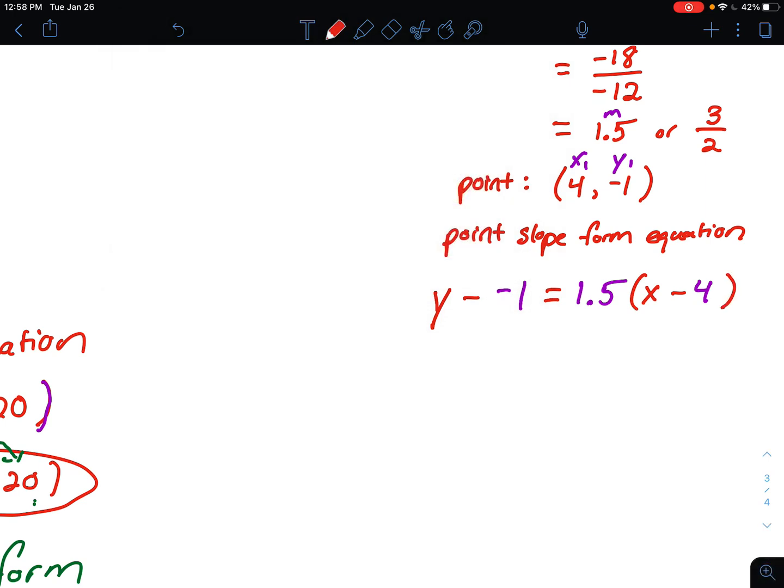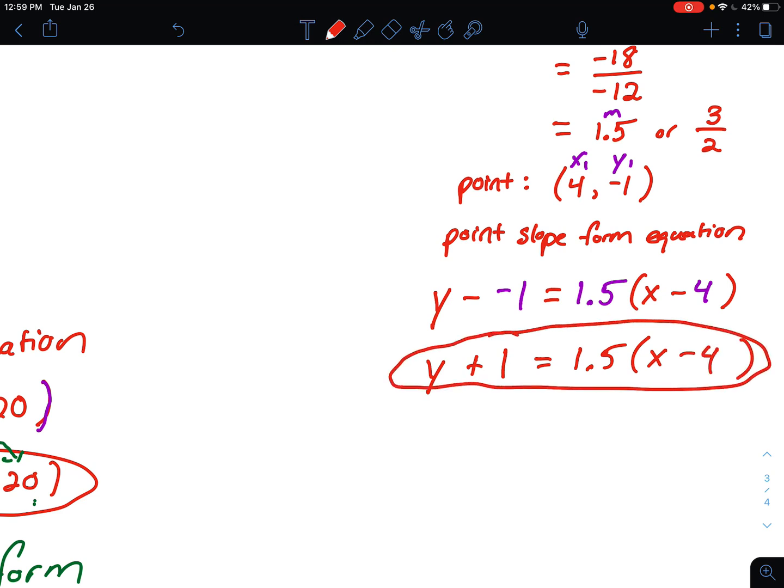You could leave it like that. Once again, though, I'm going to just clean this up a little bit, because when you subtract a negative, that really creates a positive. So this is really the same thing as y plus 1 is equal to 1.5 times x minus 4. So that's really the cleaned up version of the point slope form equation.